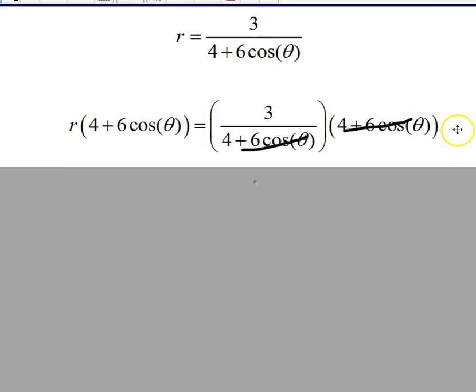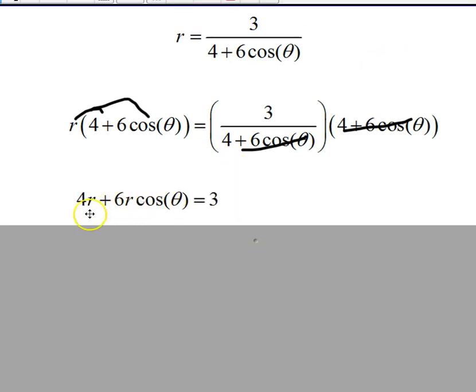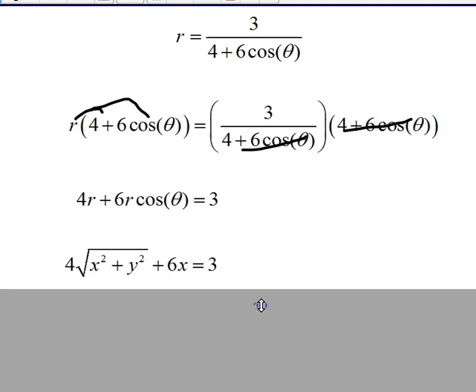Whereas on the left side of the equation, I can distribute the r to both of these terms. So now I have 4 times r plus 6r cosine theta equals 3. Notice I put the r next to the cosine theta because I know now I can replace r cosine theta with x. Now over here I just have an r, I don't have an r squared, so I'm going to go ahead and substitute the square root of x squared plus y squared for r, and just x for r cosine theta.